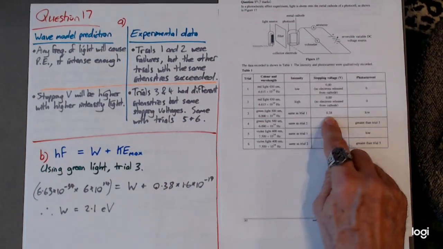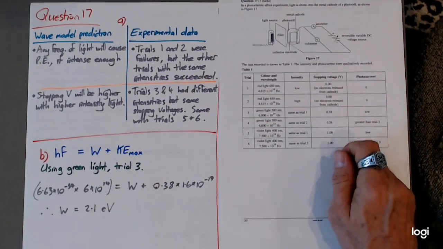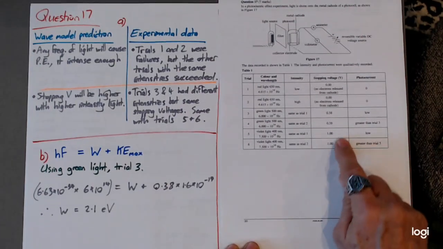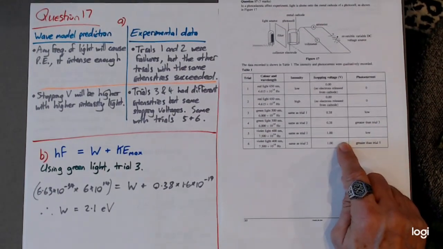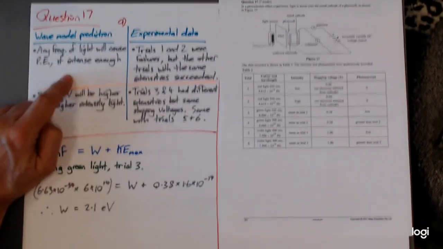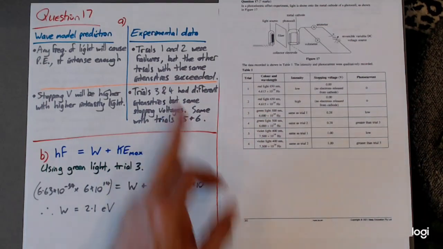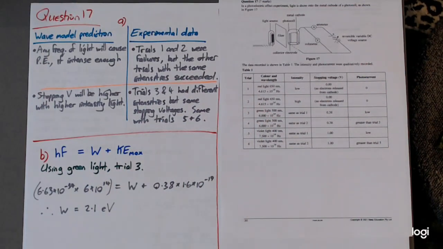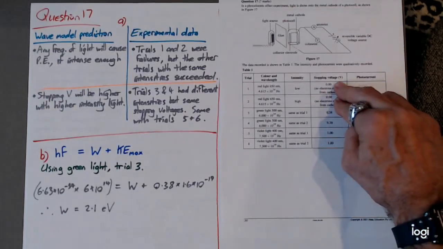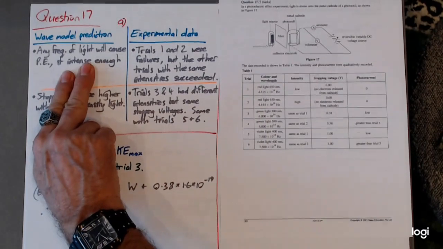This is less intense than that, so the intensity doesn't matter. Low intensity, high intensity, same result. Low intensity, high intensity, same result. So this is what you say. That's what the prediction is, and this is what really happened. Trials 1 and 2 were failures, but the other trials with the same intensities succeeded. These were successful even though they had the same intensities as this failure. So that proves that the prediction can't possibly be right.